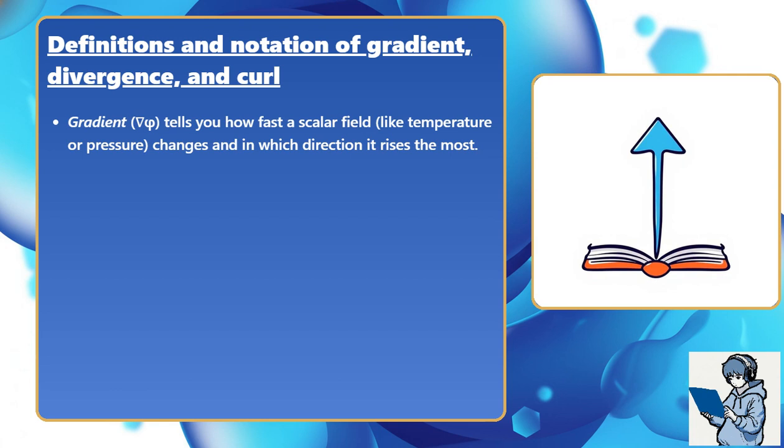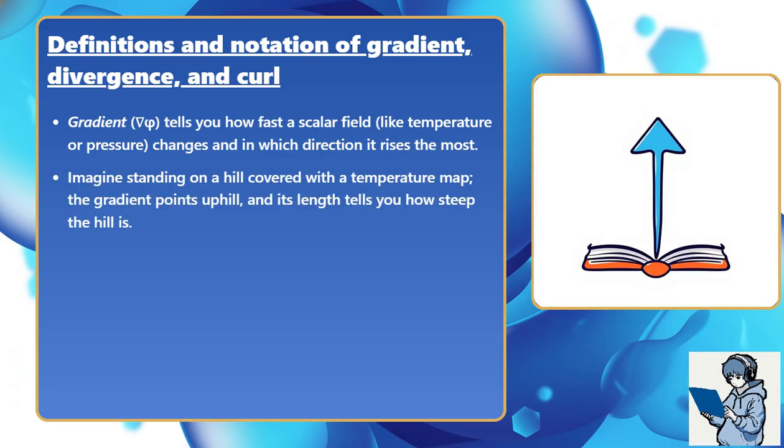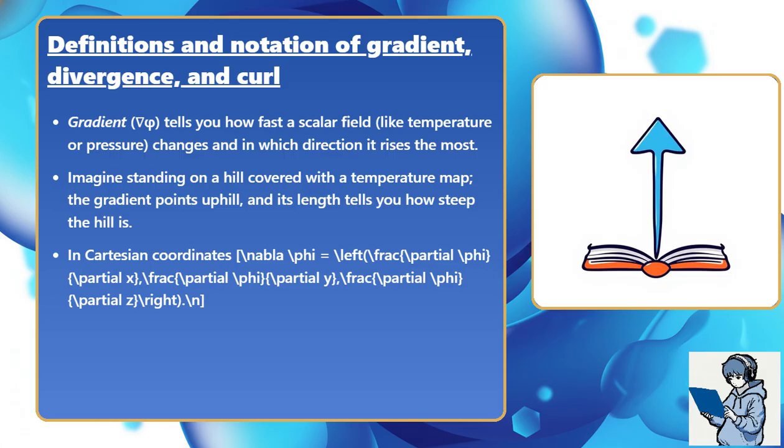Gradient, nabla phi, tells you how fast a scalar field like temperature or pressure changes, and in which direction it rises the most. Imagine standing on a hill covered with a temperature map. The gradient points uphill and its length tells you how steep the hill is. In Cartesian coordinates, nabla phi equals the tuple of partial phi with respect to x, partial phi with respect to y, and partial phi with respect to z.